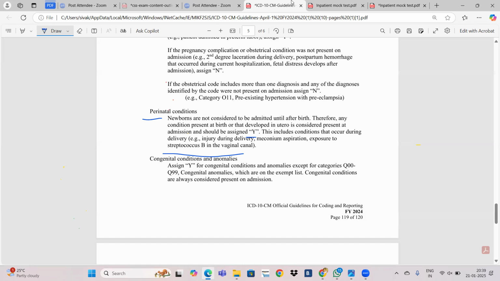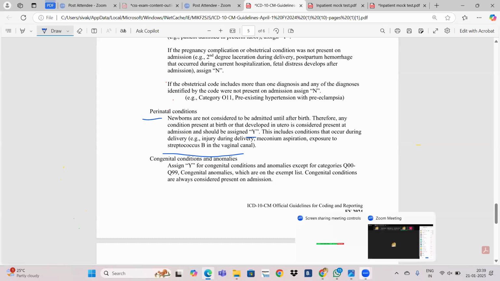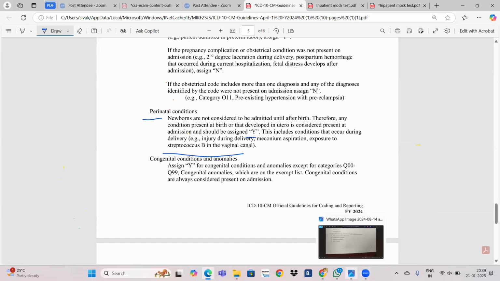By birth, any condition develops, Y. During the birth, in utero, any condition, Y. After the birth, after admission in the hospital, like after the delivery, any condition develops, then N. Even 3 hours, 4 hours after, then N. By birth, Y. Clear?